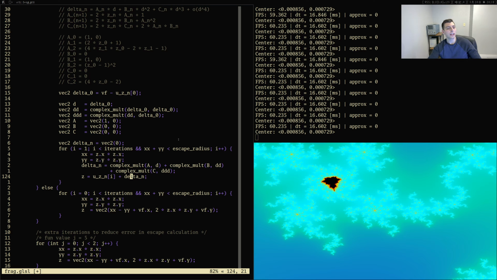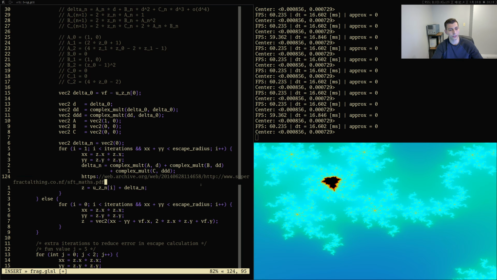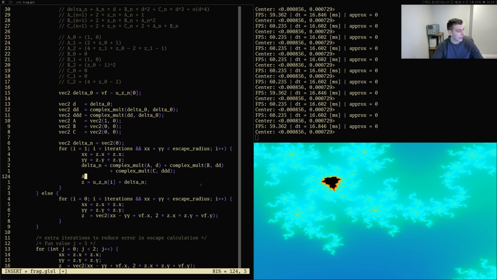That is good, and let me think here. This is fine, and then we need to iterate A. A is equal to 2 times, actually, it's down here first. Oops, the link got copied again. I also forget how to type. So then A, where are we here? A is equal to 2 complex mult.